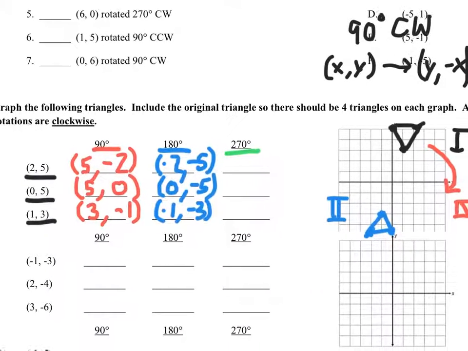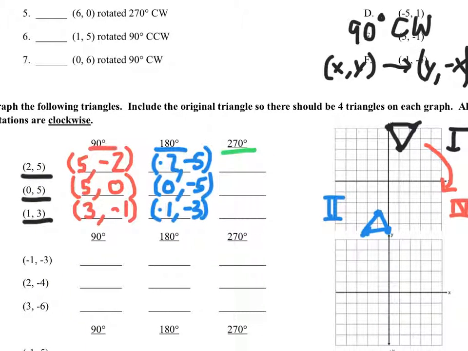Now, we need to plot those 3 points. 5, negative 2 is right here. 5, 0 is right here on the x-axis. And 3, negative 1 is right here. Connect those dots. There's our triangle.